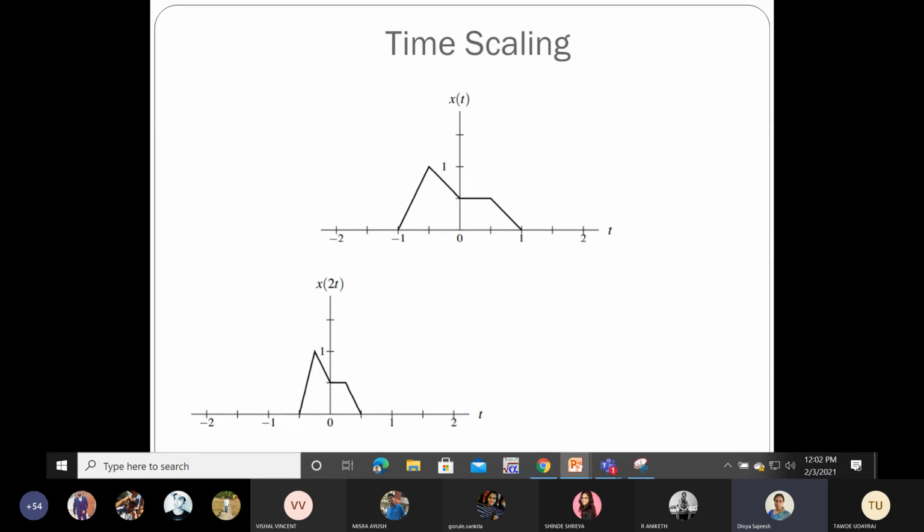So x of 2t, you can see a is greater than 1. So a is 2 here, so the signal will get compressed. The signal is compressed means here it's earlier it was at -1, now it has gone to 0.5. That means on the time axis, now its tip will touch at 0.5. That is t by 2, you have to do it here. Then only you will get the point on the x-axis.